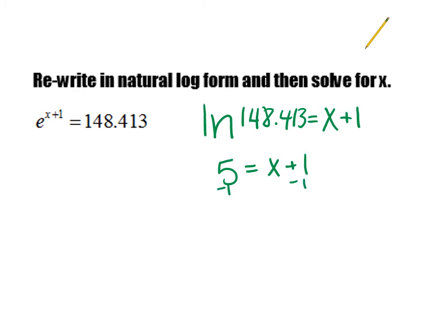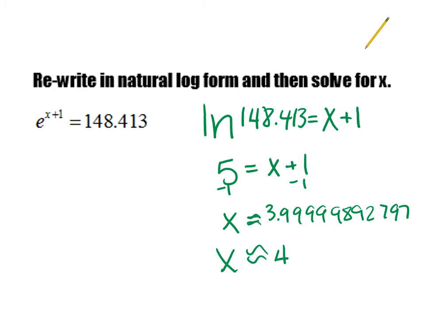Then we know to get x by itself, of course, we've got to subtract that 1. So in your calculator, just press subtract 1. And what you'll see is 3.99999892797. It'll get kind of ridiculous. So we're going to round. We're going to say it's approximately 4.